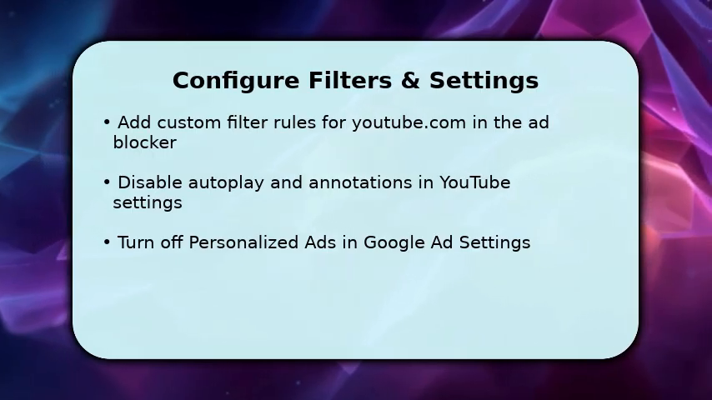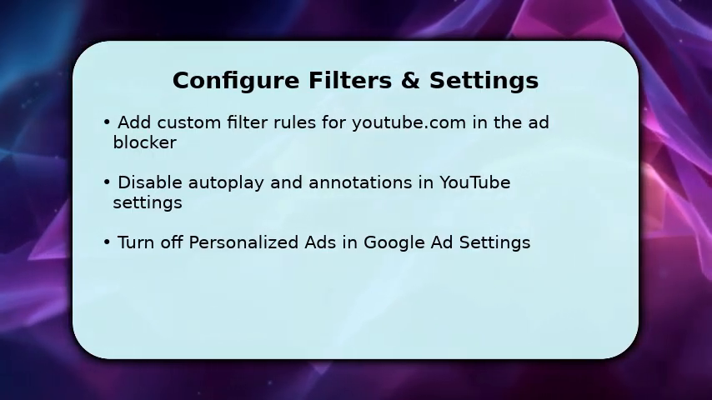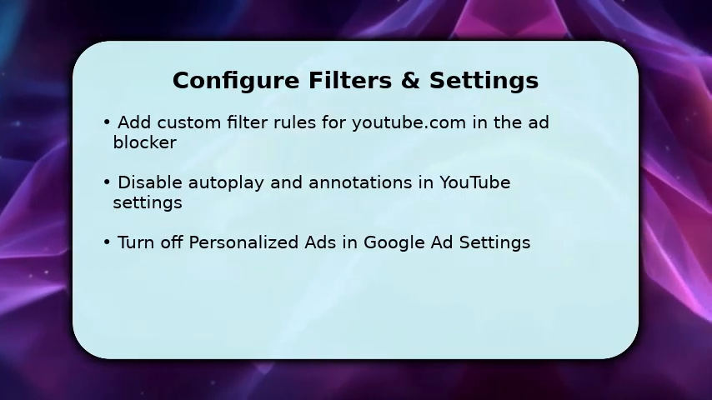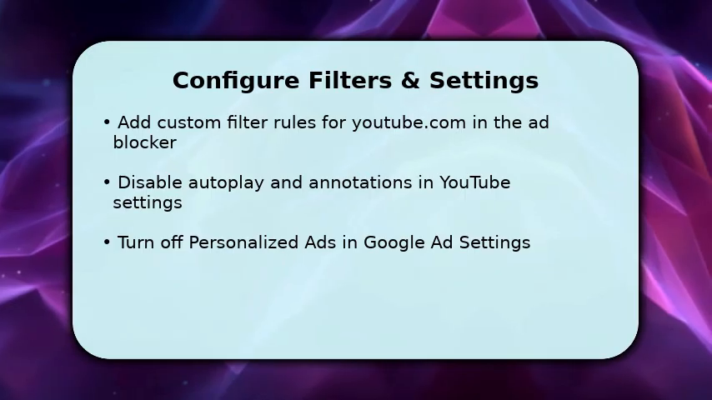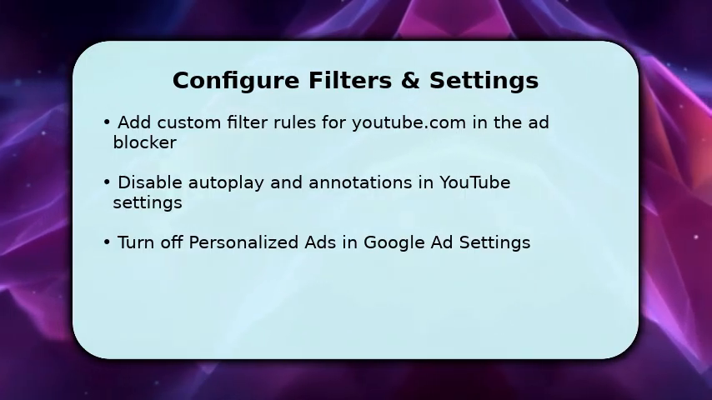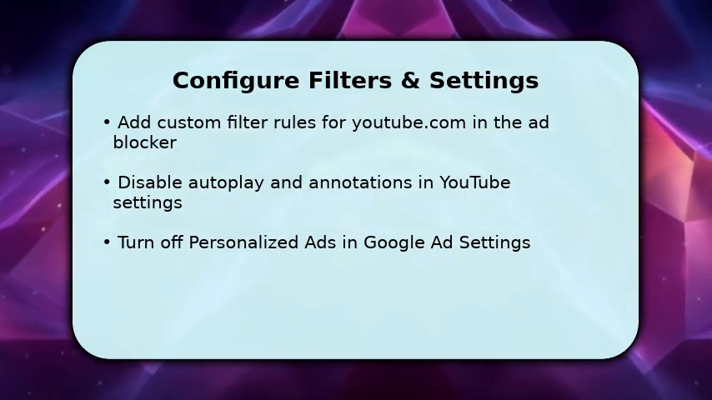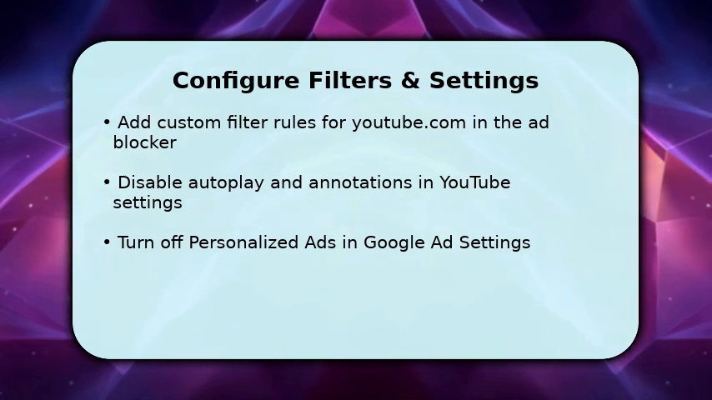Next, go to YouTube settings and disable autoplay and annotations to reduce ad triggers. Also visit your Google ad settings and turn off personalized ads to limit tracking-based placements. After making changes, reload active YouTube tabs and clear the cache so filters take effect immediately.